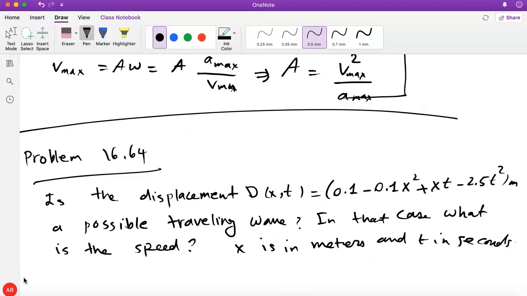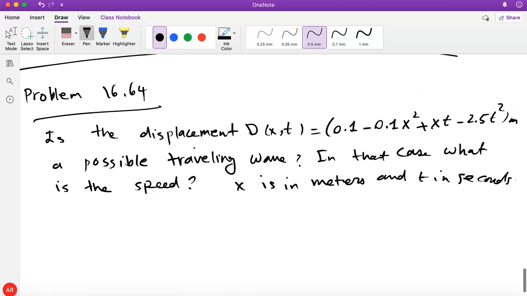So here's another problem. It's slightly more tricky. So let's read it together. So the question is the displacement d of x and t given by that function, 0.1 minus 0.1 times x squared plus xt minus 2.5 t squared in meters, where x is in meters and t is in seconds, is it a possible traveling wave? In that case, what is the speed of this wave? So think for a few minutes.